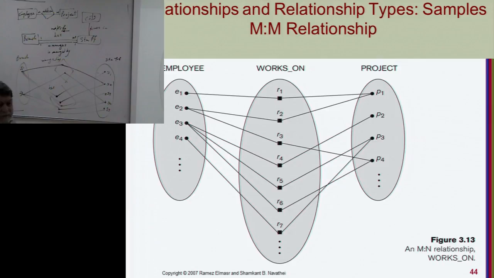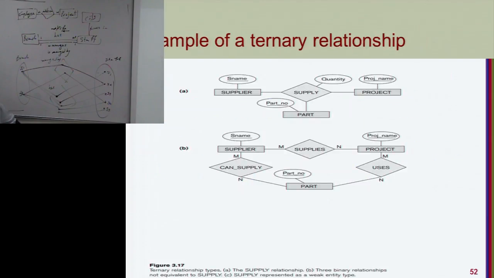Actually, we have three reasons for using this rectangle, this rhombus. What's the third reason? It's shown here in the diagram, in this example. Sometimes the relationship itself, like here, carries an attribute. We said that attributes are usually properties of an entity type, right? For example, here, supplier has a supplier name. This is an attribute for supplier.